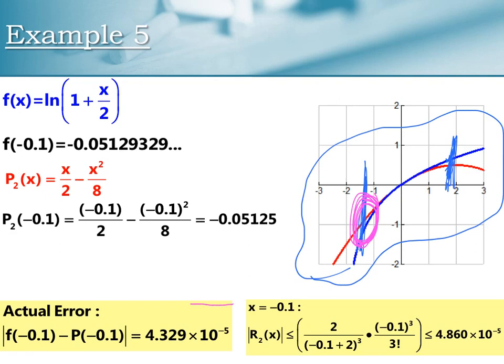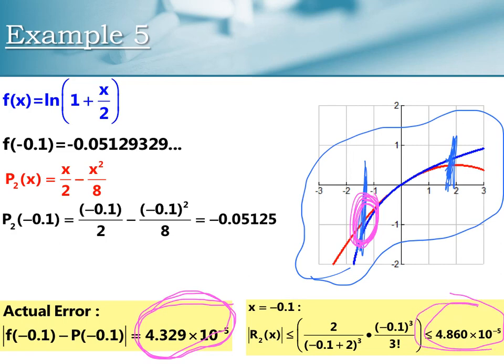Remember that it's kind of silly to compute this because it defeats the purpose of coming up with an estimate. But this actual error is 4.329 times 10 to the negative fifth. Our estimate was 4.86 times 10 to the negative fifth. What that illustrates is, yeah, it was an estimate. We were coming up with an upper bound. We predicted a little bit more possible error than we actually had.